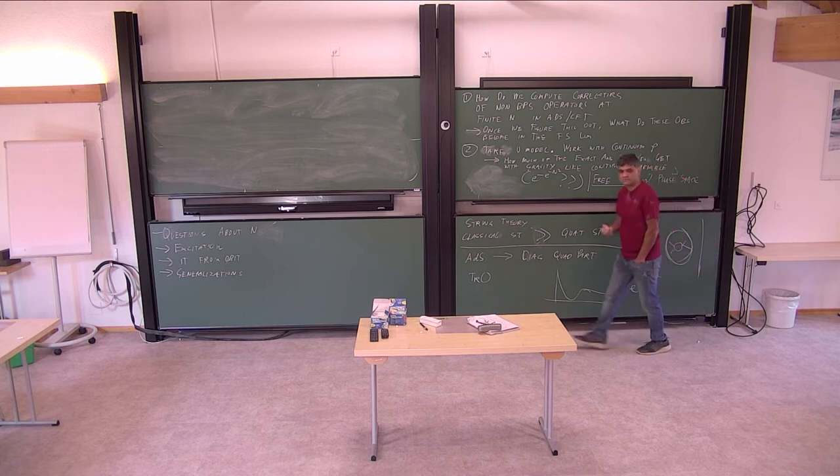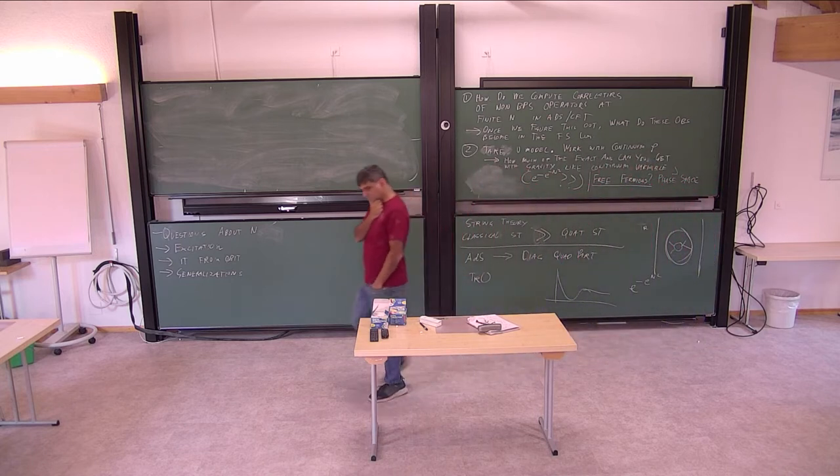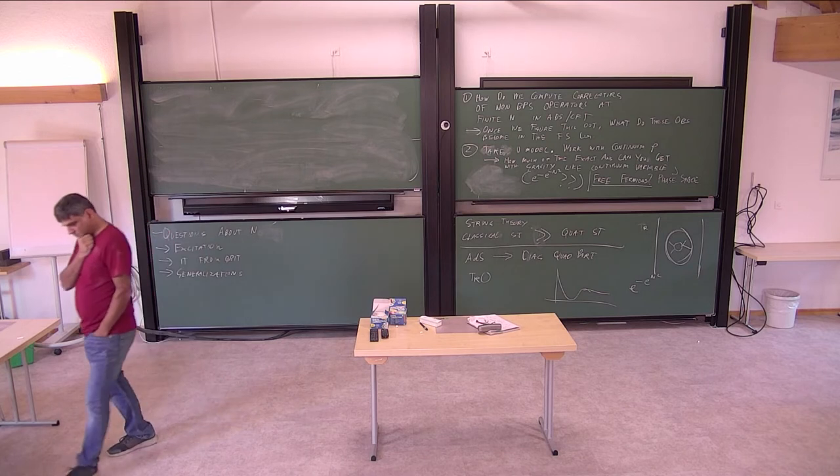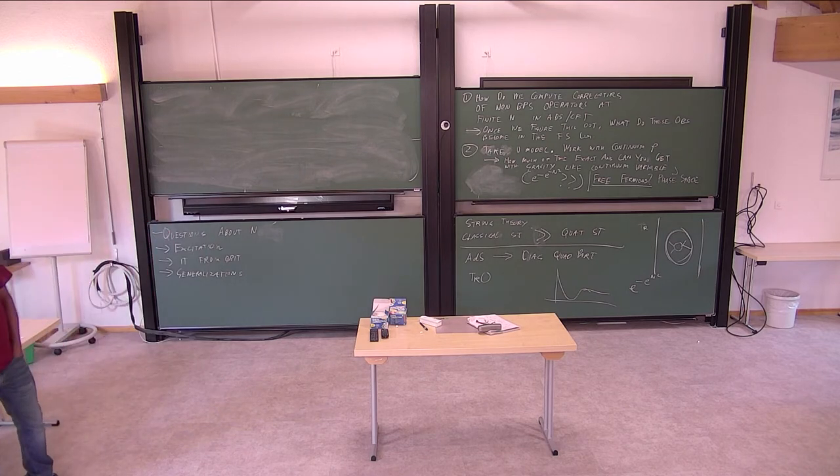Is it correct in saying that each fermion basically corresponds to something like D-branes? I think that's what it is.